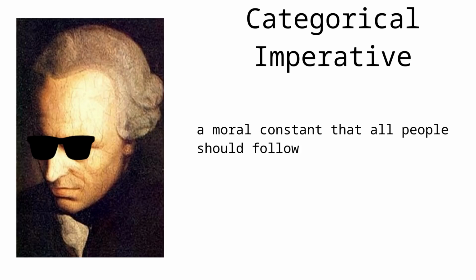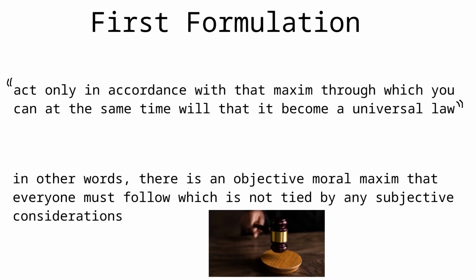Within this categorical imperative, he comes up with two formulations. The first formulation states: act only in accordance with that maxim through which you can, at the same time, will that it become a universal law. Basically, there is an objective moral maxim that everyone must follow, which is not tied to any subjective considerations.